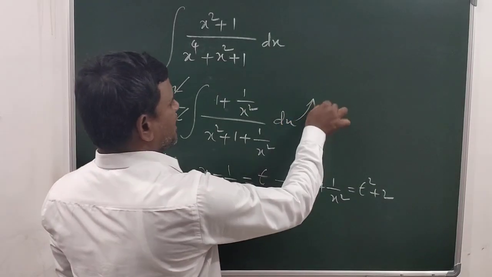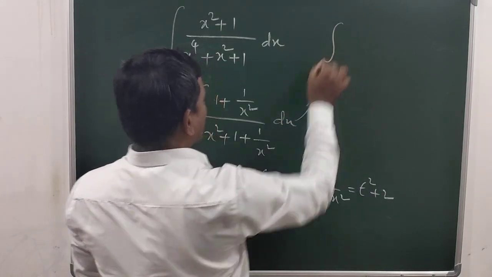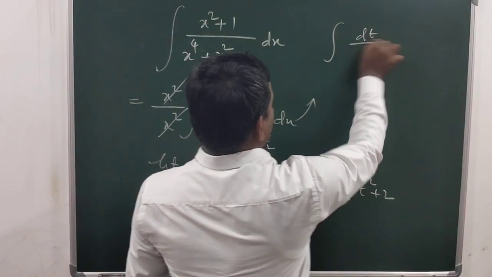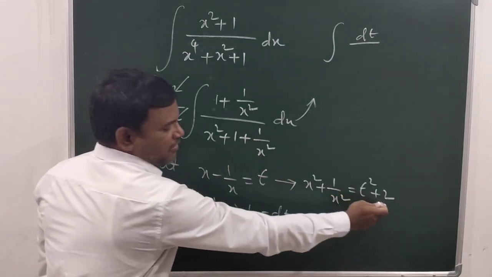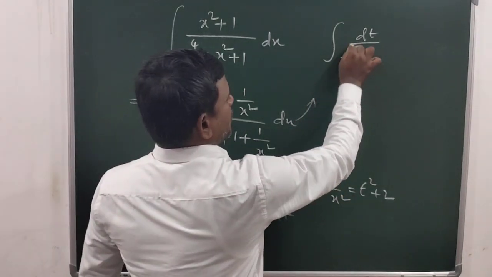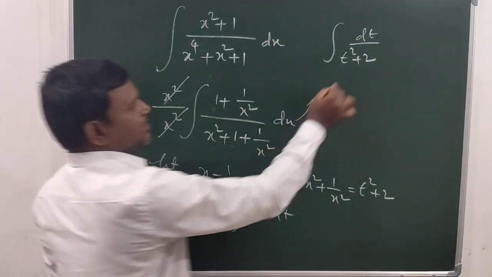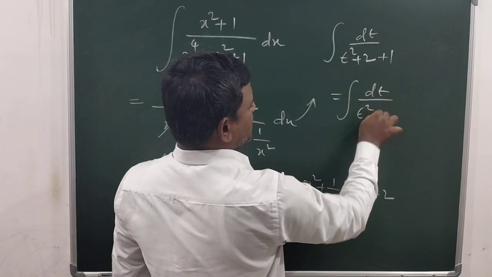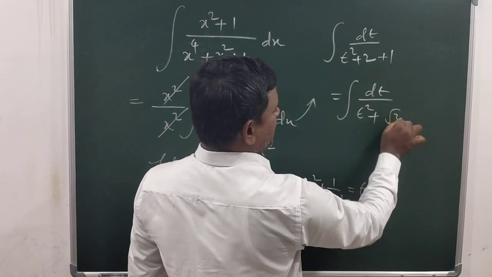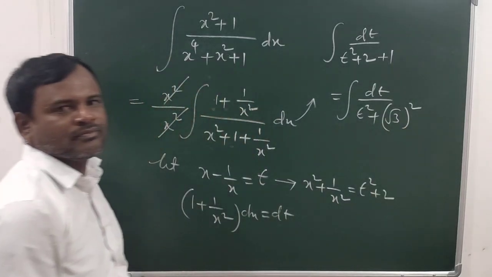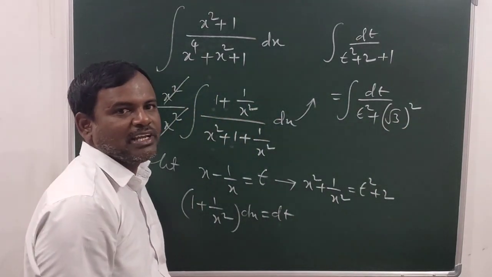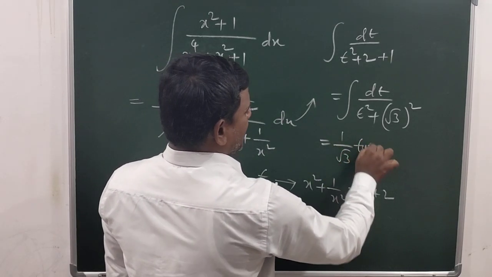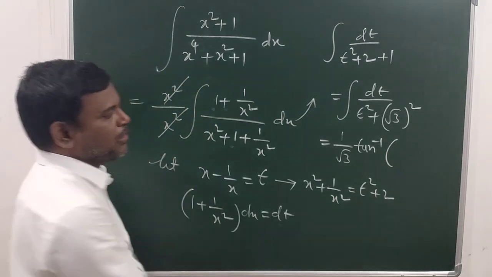Now this can be written as integral of, in the numerator you write dt, by, here x square plus 1 by x square value is t square plus 2. So here plus 1 is there. So finally this can be written as t square plus 2 plus 1, that is 3. 3 can be written as root 3 whole square. Now apply the previous formula, 1 by a tan inverse of x by a, so that you will get 1 by root 3 tan inverse of t by root 3.